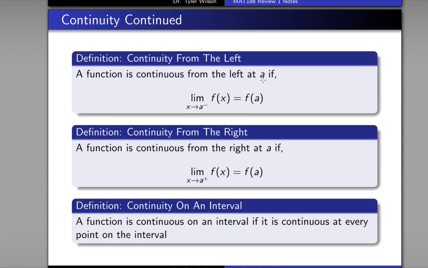And just some technical points about continuity. We can talk about whether or not a function is continuous from the left. If it's true that the limit as x goes to a from the left of the function is equal to the function at a, so this is not even worrying about what's happening from the right. This is the opposite: if you're only interested in what's happening as x goes to a from the right of the function, if that matches the value of the function at a, then it's continuous from the right.